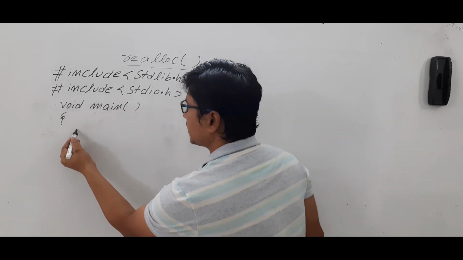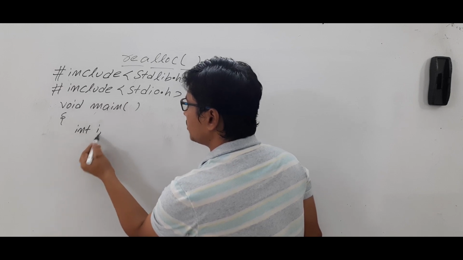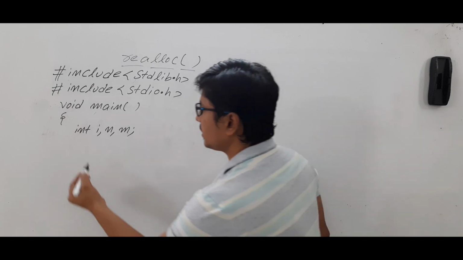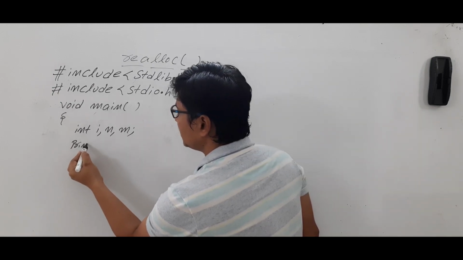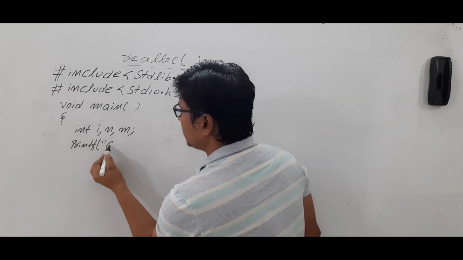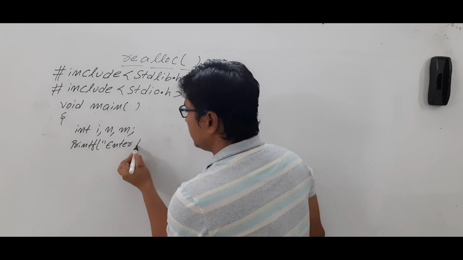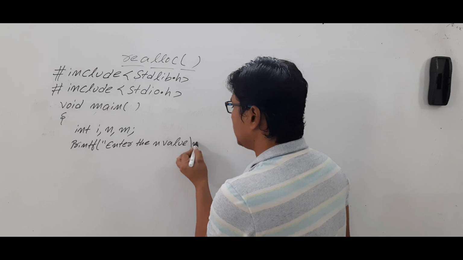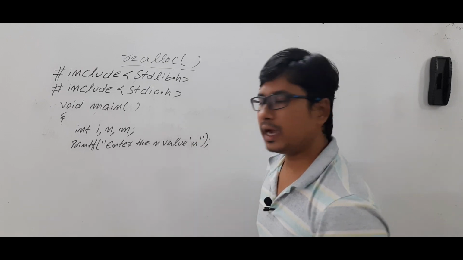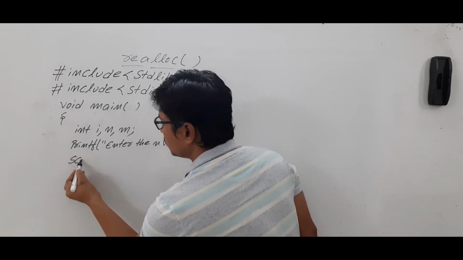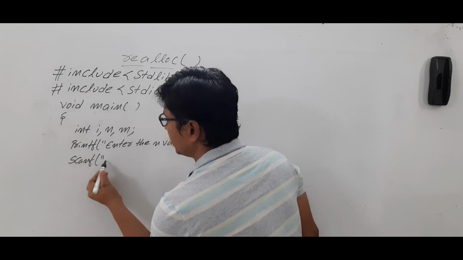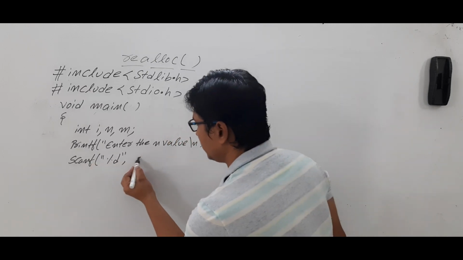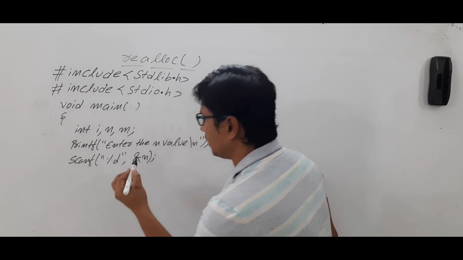Let's take that I'm declaring integer variables such as i, n, m. Okay, then I am asking the user to enter the n value. printf enter the n value. Once the user has entered the n value, I need to read it and store it in the address location of variable n. So I'm writing %d as a format specifier and &n.